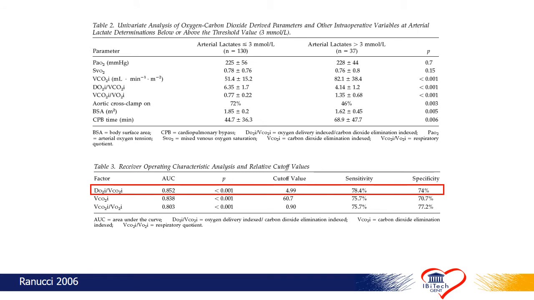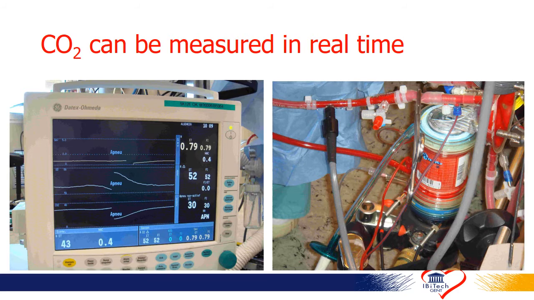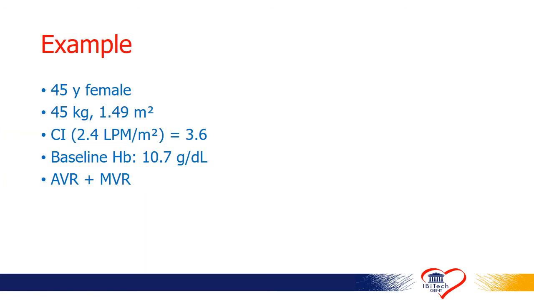Now, it's always important to keep in mind that we should have a physiological background. We deliver about 1 liter of oxygen a minute in a normal human being. We produce about 200 milliliters of carbon dioxide, and this brings us exactly to the same parameter of our ratio of 5. And luckily for us, we can measure CO2 very easily, real time, during bypass, as you see here.